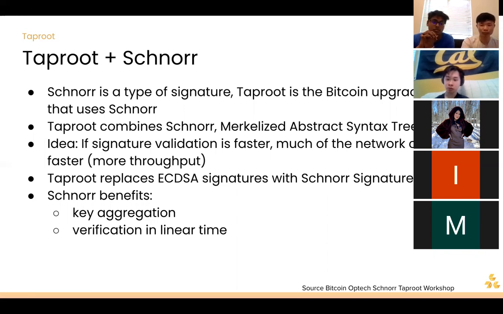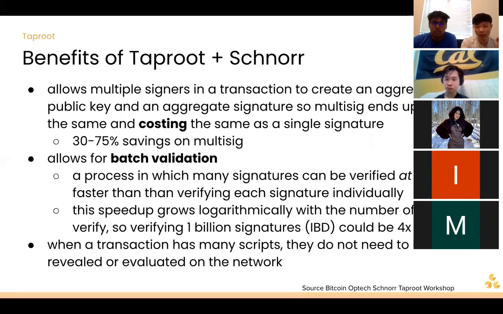And the way that it's able to do this is through Schnorr signatures, because Schnorr signatures, through some cryptographic magic that I honestly don't really understand because I'm not a cryptographer, offer key aggregation and also verification in linear time. What this means is the benefits that Schnorr signatures bring specifically are, first of all, it allows multi-signatures to look the same and cost the same as a single signature.